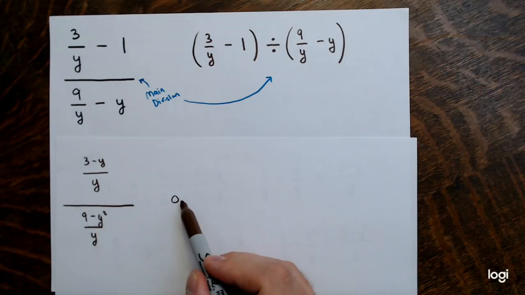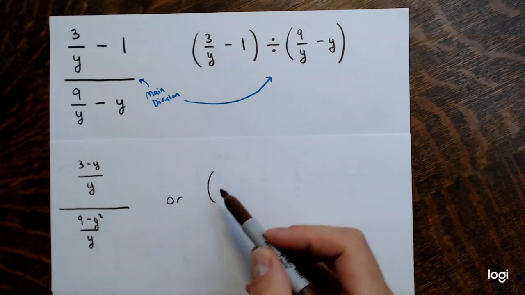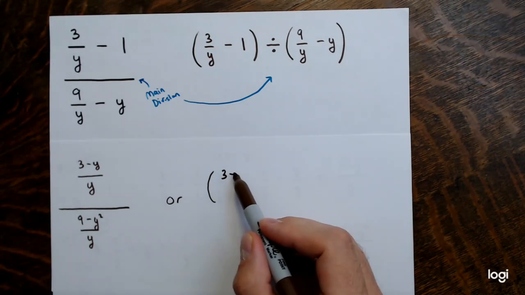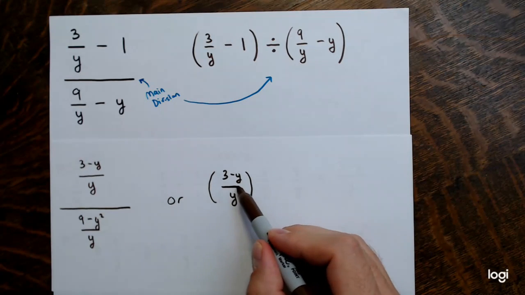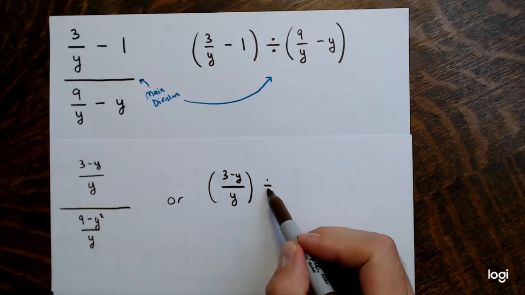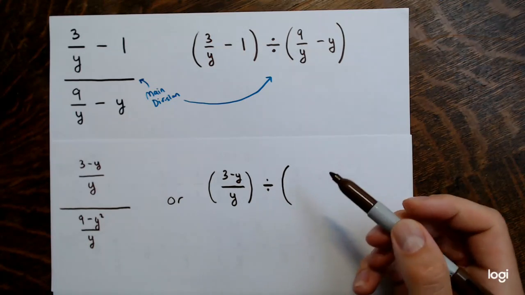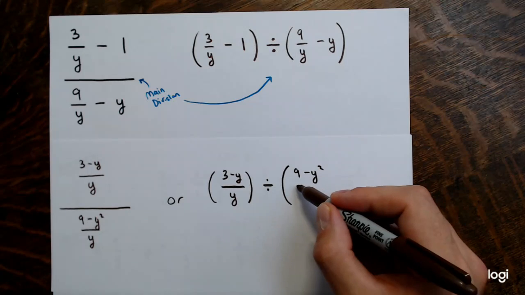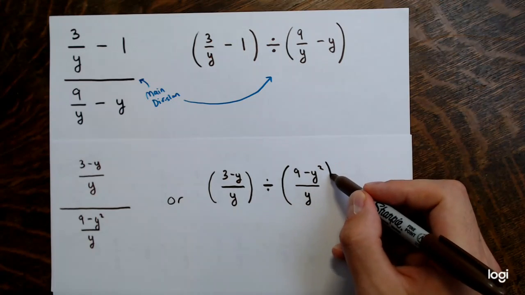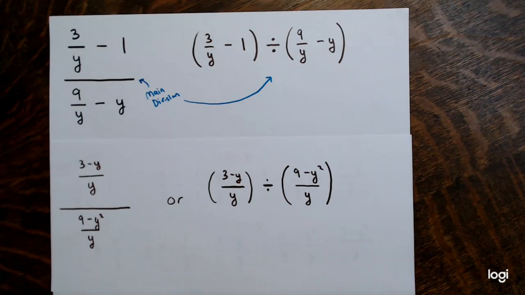Again, you could write it this way. The numerator there is 3 minus y over y. And then the main division bar, we had a division symbol there. And then the denominator, the 9 over y minus y, was 9 minus y squared all over y. Okay. And now that I have my numerator and denominator totally simplified, here comes the division part.